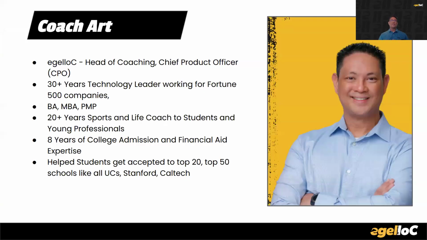So, first of all, I'm going to do some introductions. I am known as Coach Art. I'm the head of coaching and chief product officer for egelloC. I've spent 30 years in technology with a lot of Fortune 500 companies. But 20 years of my life I really spent as a sports and life coach to students and young professionals on the side as well. I've had about 8 years of college admissions and financial experience and expertise, and I've helped students get placed in top 20, top 50 schools all over the nation.